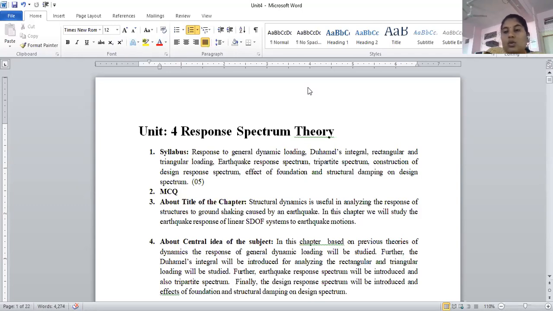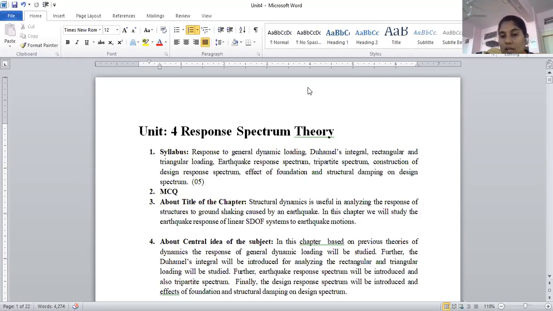Okay, so here we have to learn what the response spectrum is: when earthquake load is coming on the structure, in what manner our structure behaves. Second is the tripartite spectrum, why it is known as tripartite. That part we'll see. After that, what is the effect of the structural damping coefficient on the design spectrum? What is the effect on the foundation? That part also we have to see.